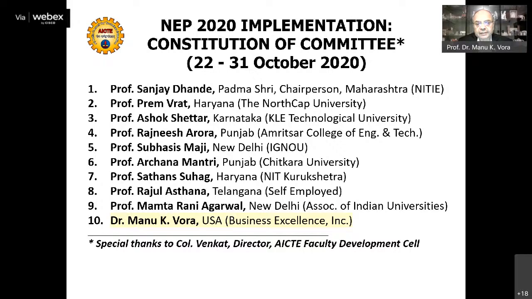And Professor Anil Sahasrabudhe was very kind to invite me to join and be part of the committee along with the 9 outstanding educationists from various parts of India. So it was a real delight to work with the esteemed group of educationists throughout India.